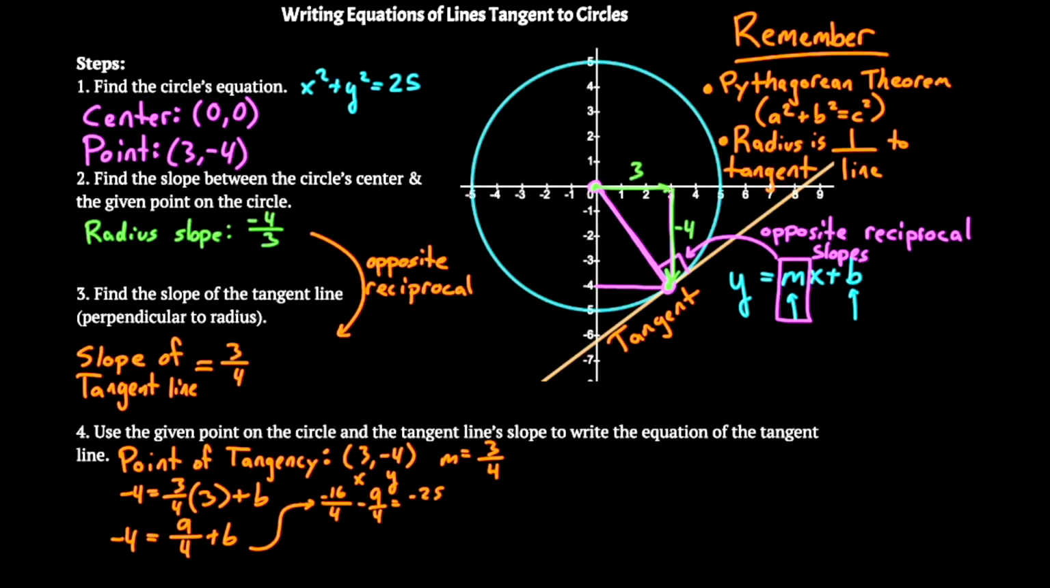And that actually gives me negative 25/4. So that's the b value. So we're finally ready to write the equation of the line. It's y equals 3/4 x, and the b value is negative 25/4.